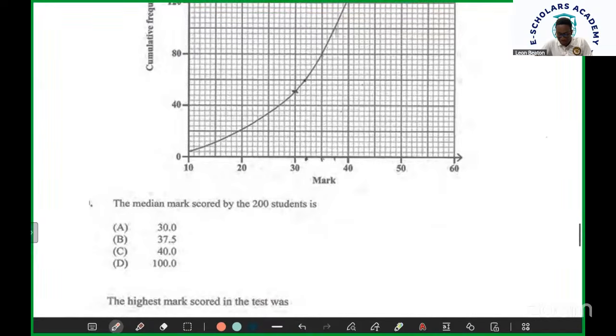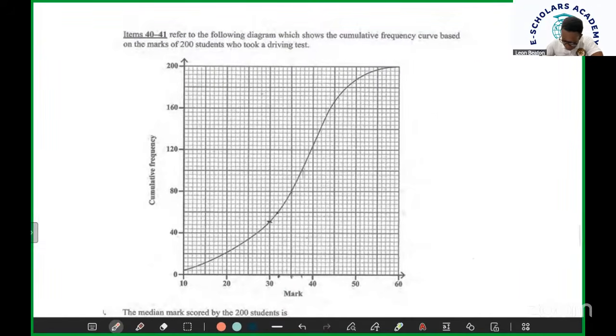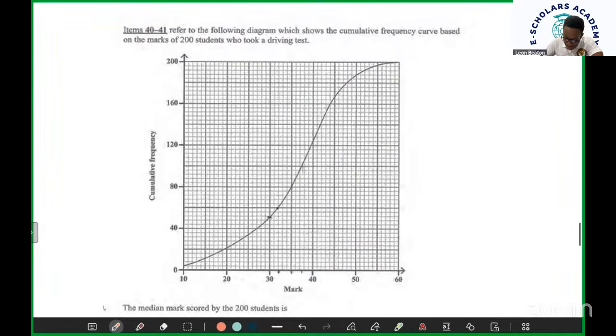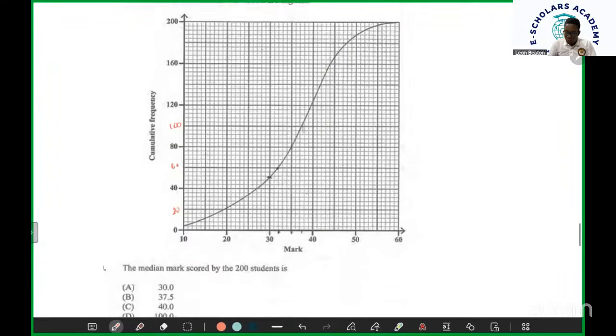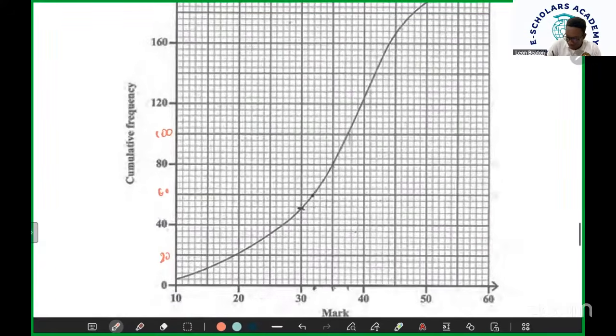So the median mark scored by the 200 students is... so median mark, meaning we got to use the graph. So we got 200 students. The middle of 200 would be 100. So this would be like here. This is 20, 60, 100. Some people would run and go and put 200, and then come and say, sorry, the test was easy. Well, that is wrong, eh? So anyway, we use the 100 and we go across to the graph.